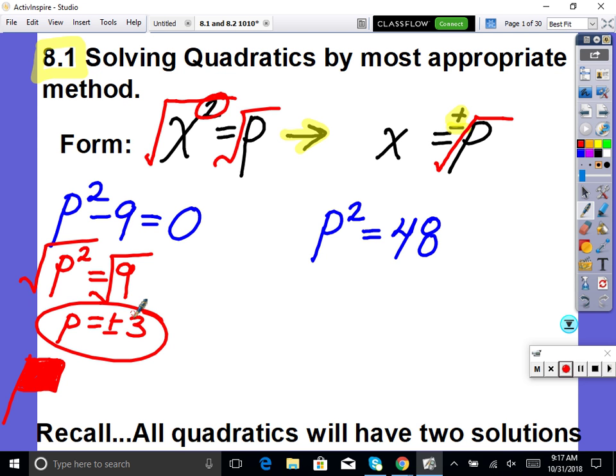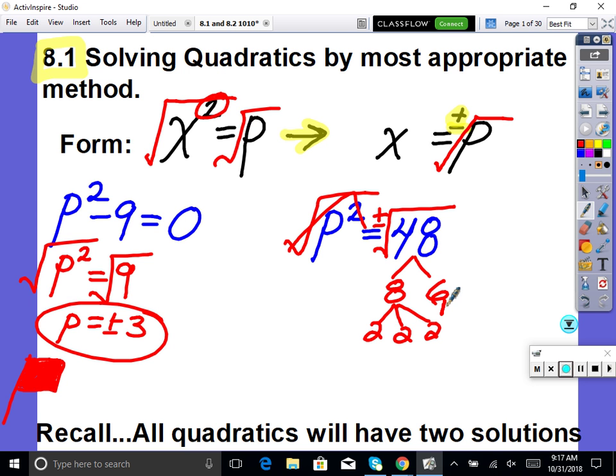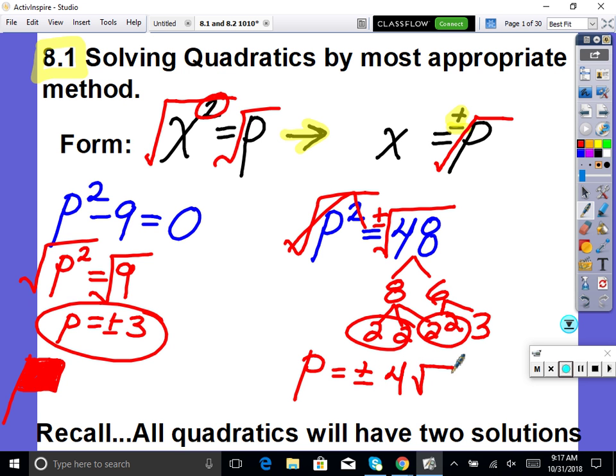So right here, take the square root. Now look, why is this in this unit? Because we know how to break down that. We can't forget plus and minus, and then that breaks down into 8 times 6, 2 times 2 times 2, and then 6 is 2 times 3. So wouldn't that be p is equal to plus and minus 4 root 3? Right, everybody? Okay, awesome.